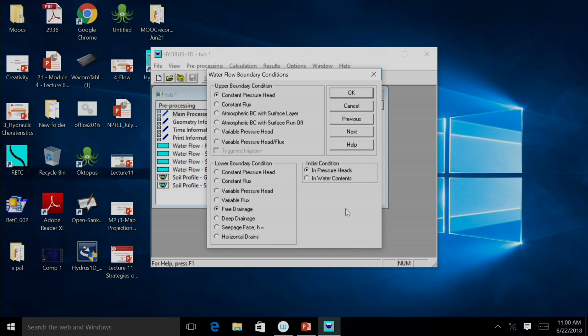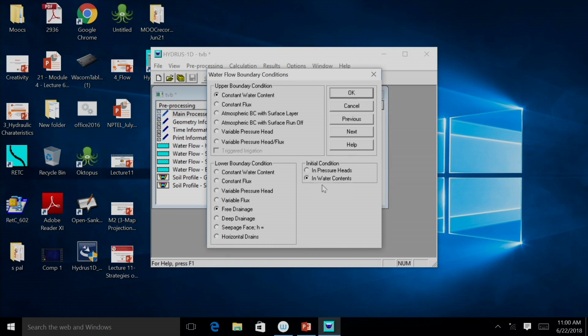Here you can select boundary conditions for this particular case. You have constant pressure head, constant flux, and atmospheric boundary condition with surface layer, etc. These are under pressure boundary conditions. Because essentially you have a mixed form to solve, you can input the boundary conditions either in terms of head or water content.